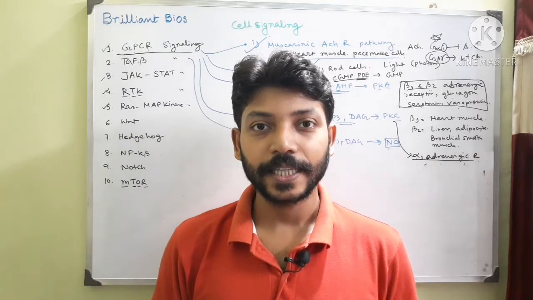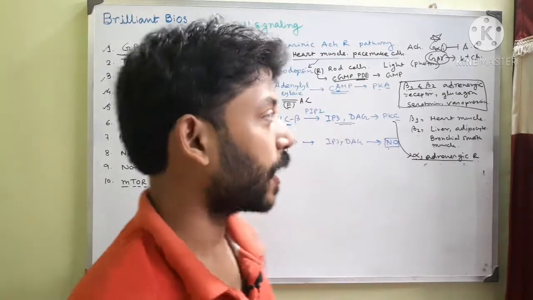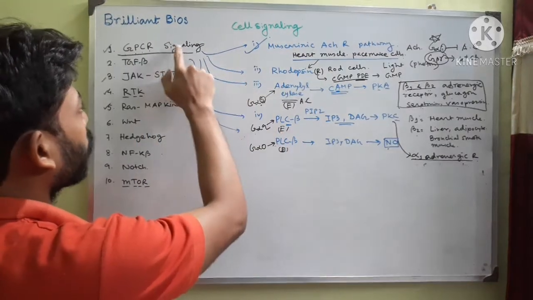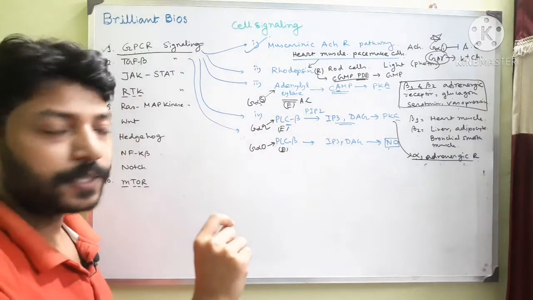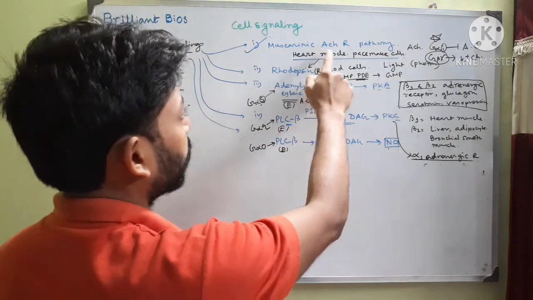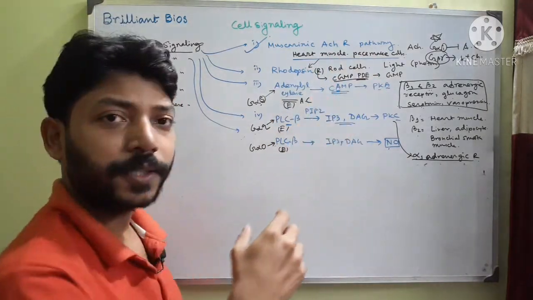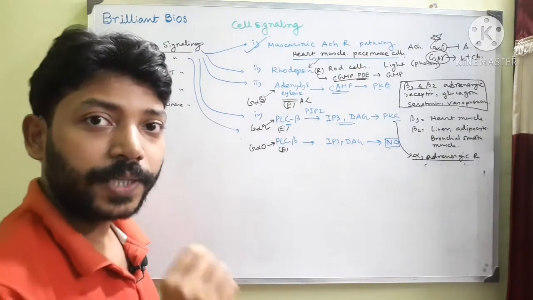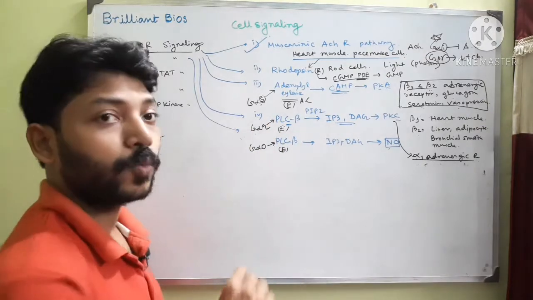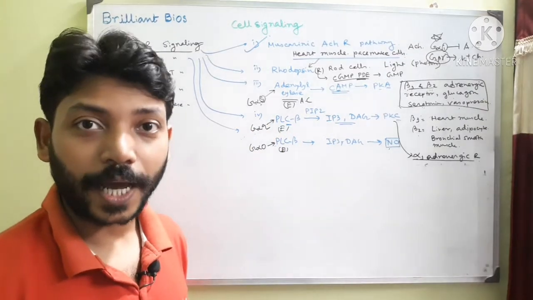Welcome dear students. In this video we are going to learn about the second mechanism of G protein coupled receptor signaling, that is by rhodopsin. In my first class I mentioned how the muscarinic acetylcholine receptor pathway reduces the contraction rate of heart muscles. Now in this class I will talk about how rhodopsin works in the rod cells of our eyes.